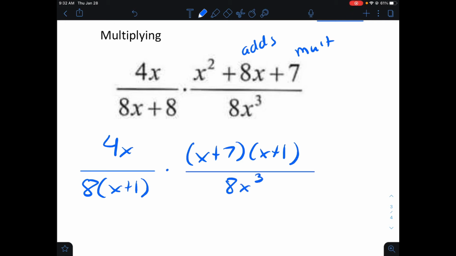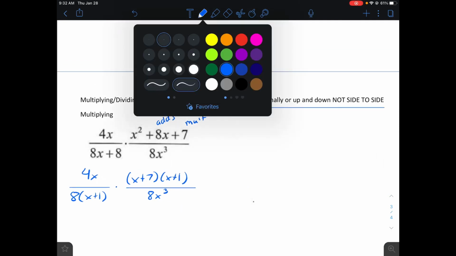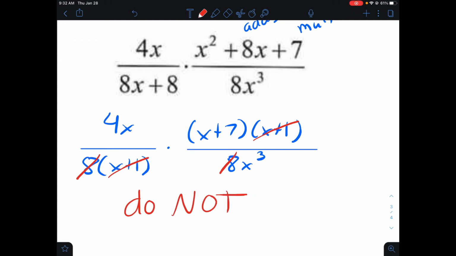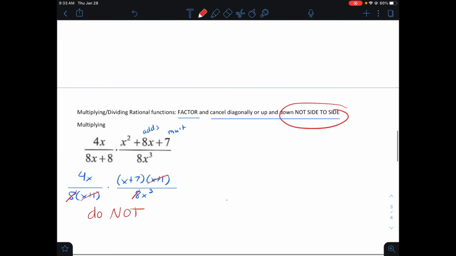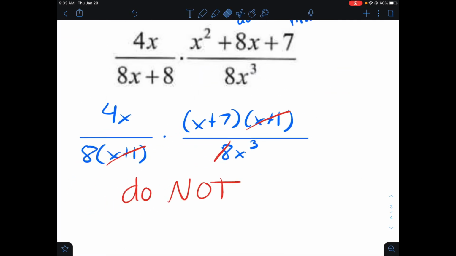All right, so now we've factored and we have to cancel diagonally or up and down, not side to side. So let's look. I can definitely cancel this x plus 1. Now I want to show you where you can't cancel. I see two 8s. You cannot cancel those. Why can I not cancel those 8s? Because you cannot cancel side to side. I just wanted to point that out.